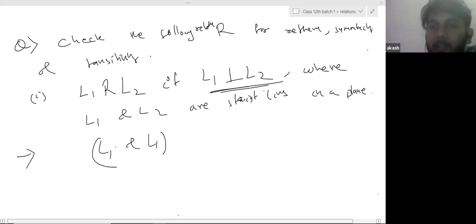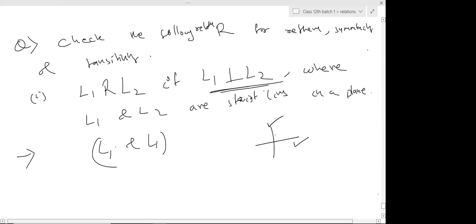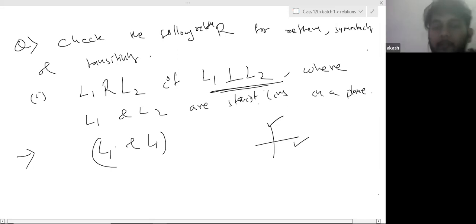And about symmetric, if one line is perpendicular to another, then the other must be perpendicular to this one. So this is symmetric or not? Yes, sir, it is. Now think about transitive by yourself and tell me if these are reflexive, symmetric, or transitive. I'll tell you how to write. All right, don't worry. I'll write down the solution properly. But you think about if this is transitive or not.